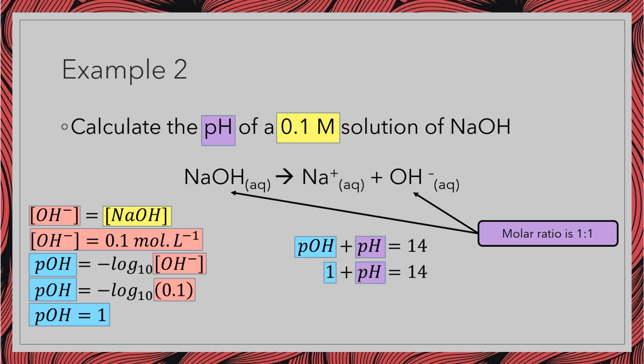1 plus a number equals 14. So pH is going to be 14 minus 1, which is 13. Okay, so if we had a 0.1 molar solution of sodium hydroxide, the pH of that should be 13.